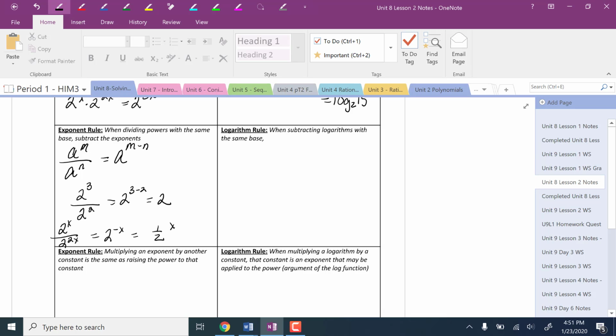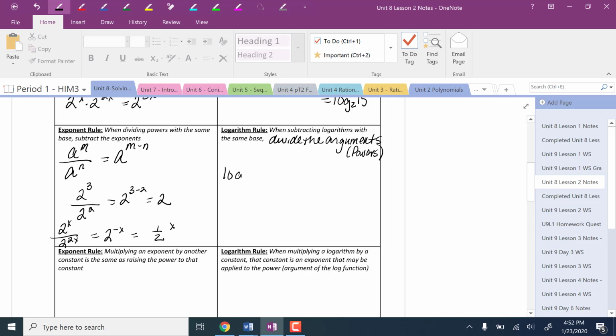Now again, the value of logs, what comes out of a log expression, is an exponent. We notice when we have these exponents here of our powers, we're subtracting them because we're dividing the powers. So when we subtract logarithms of the same base, we are going to divide the arguments, or the powers.